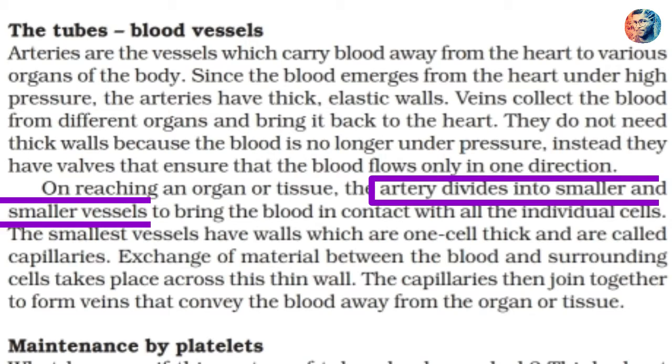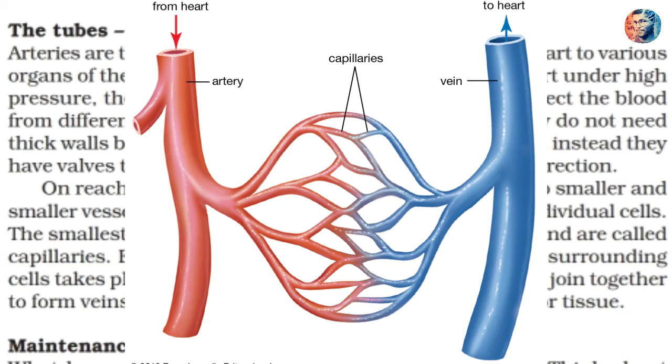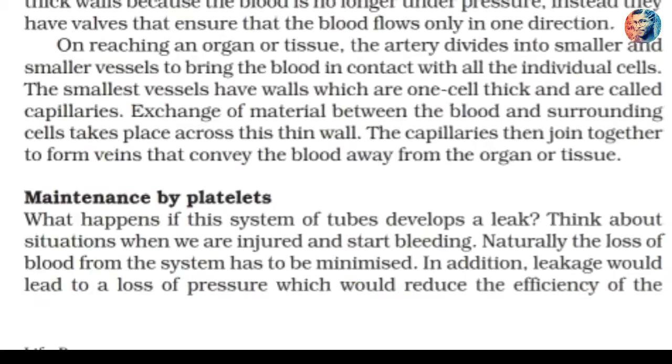The artery reaches tissues and organs. The artery is divided into smaller and smaller vessels. How thick are those smaller vessels? They are only 1 cell thick. Those vessels are called capillaries. So the exchange of materials between the blood and surrounding cells takes place through capillaries only. Okay, so the capillaries then join to form veins that convey the blood away from the organ or tissue.